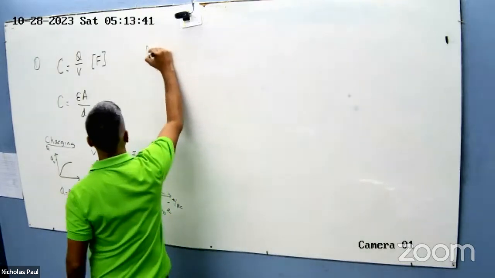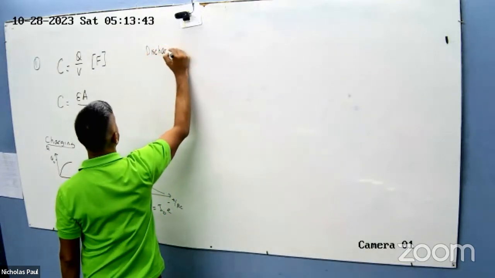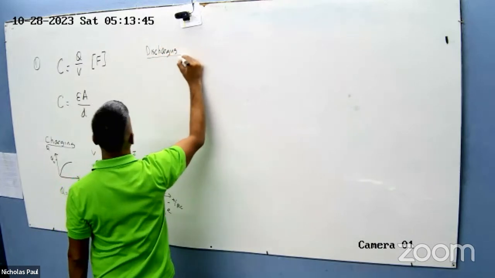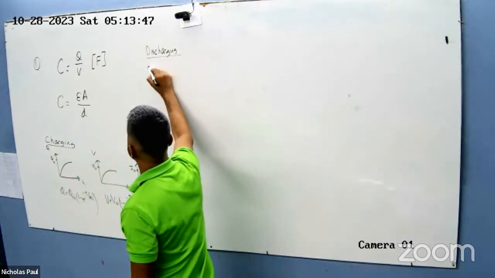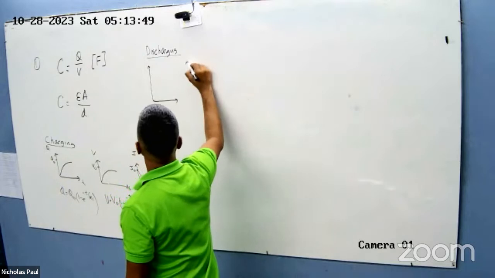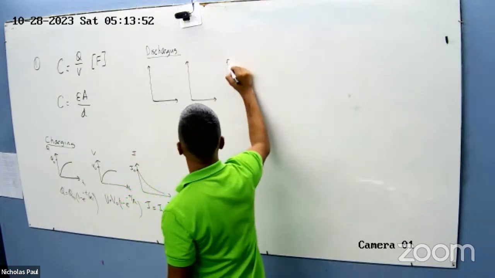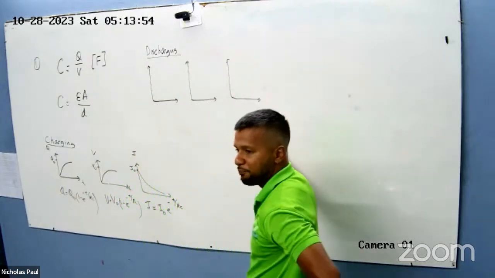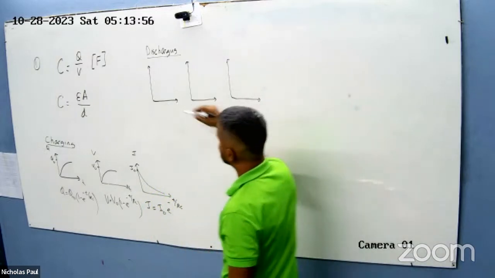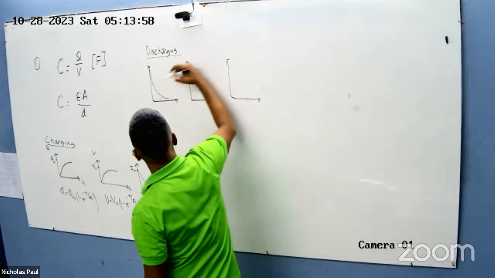Then we have discharging. What do the graphs look like with discharging? They all look like this.